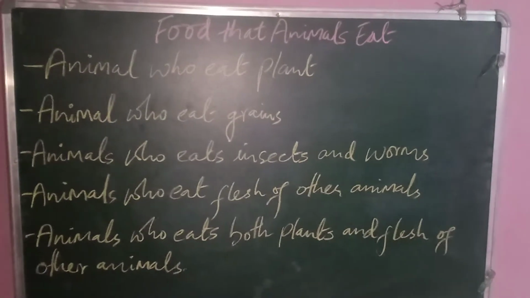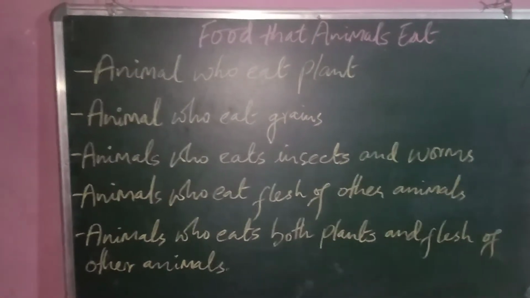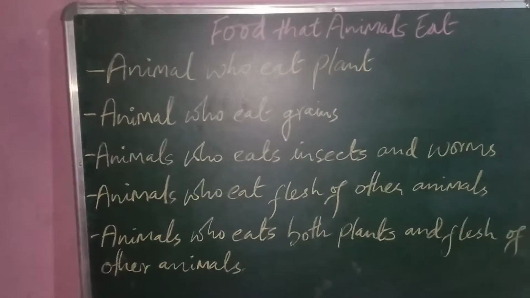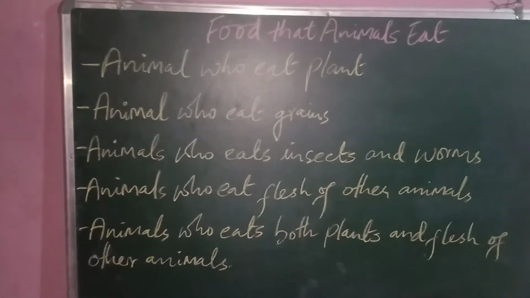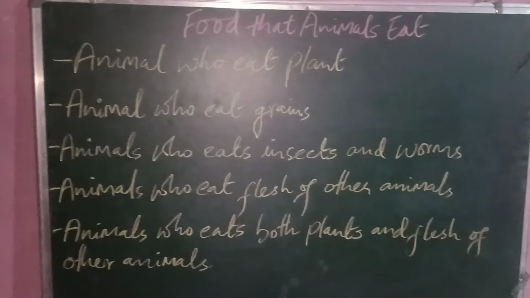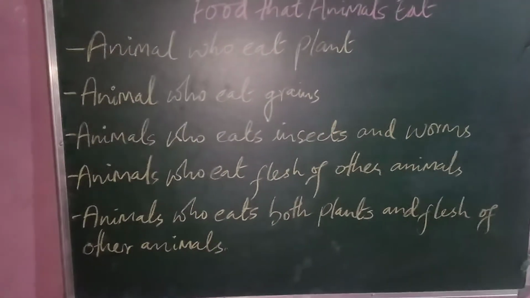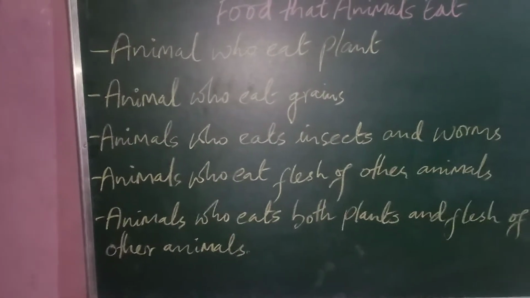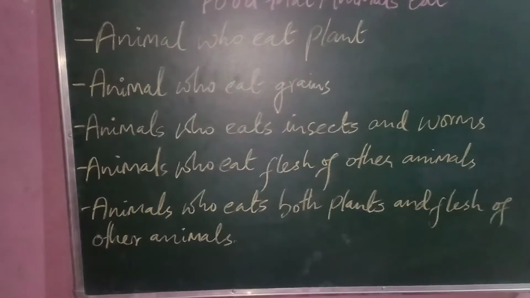Moving on. Next we have food that animals eat. Animals eat different kinds of foods. Animals such as cows and horses eat plants. There are animals who only eat plants, and they survive on that. They eat plants, which might be grass or dry leaves.